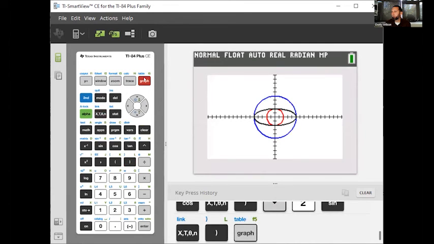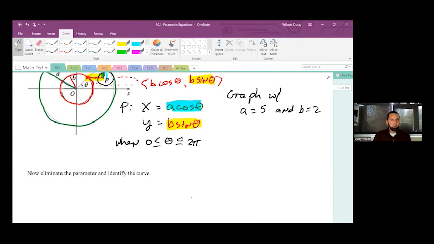When we graph, we should get some sort of an ellipse. It's kind of a cool, almost eye-shaped total picture. And this gives us a sense of what we should look for in eliminating the parameter. Namely, we think that our answer is going to be some sort of an ellipse with a minor axis of 2 and a major axis of 5. So we have the graph in mind, which should help us to eliminate the parameter. But when we see that a cosine and that b sine, this should make us think, hey, maybe this is going to be an ellipse.